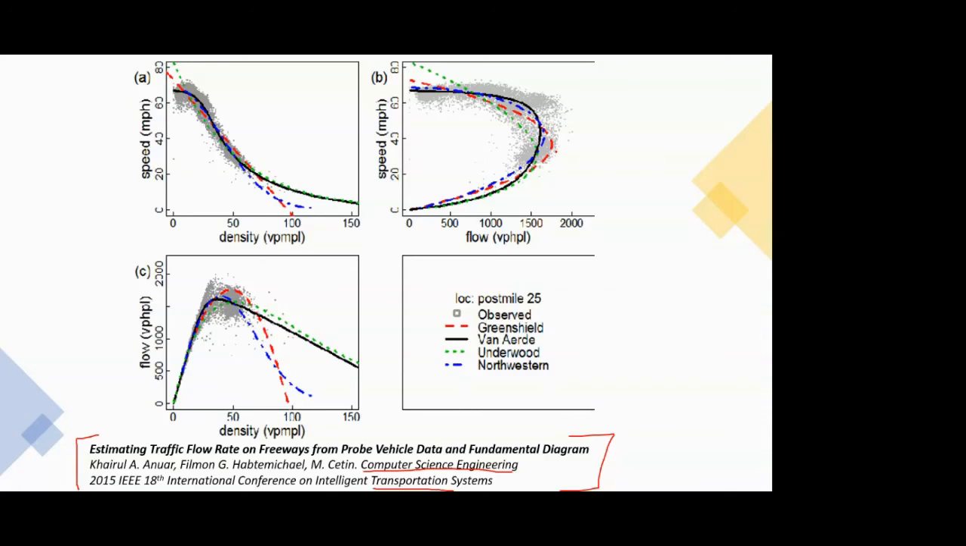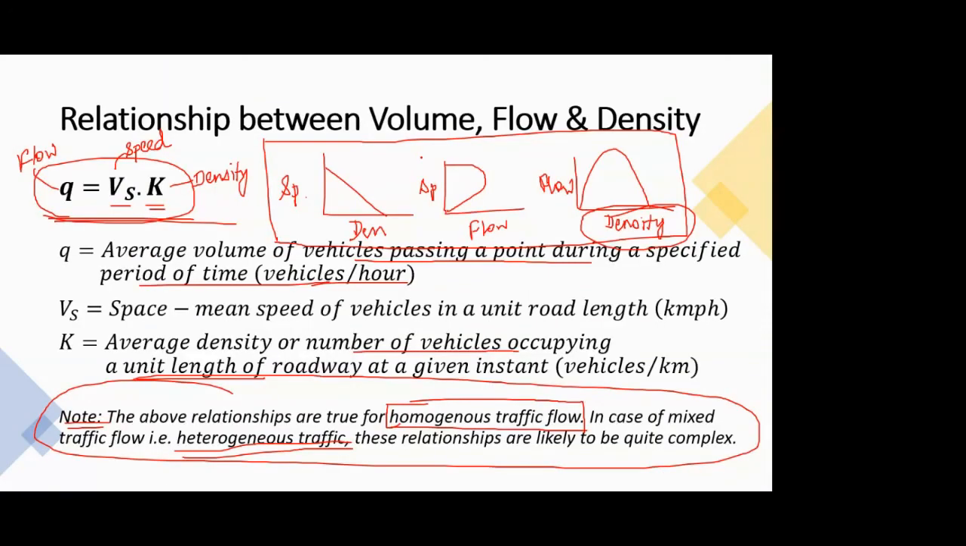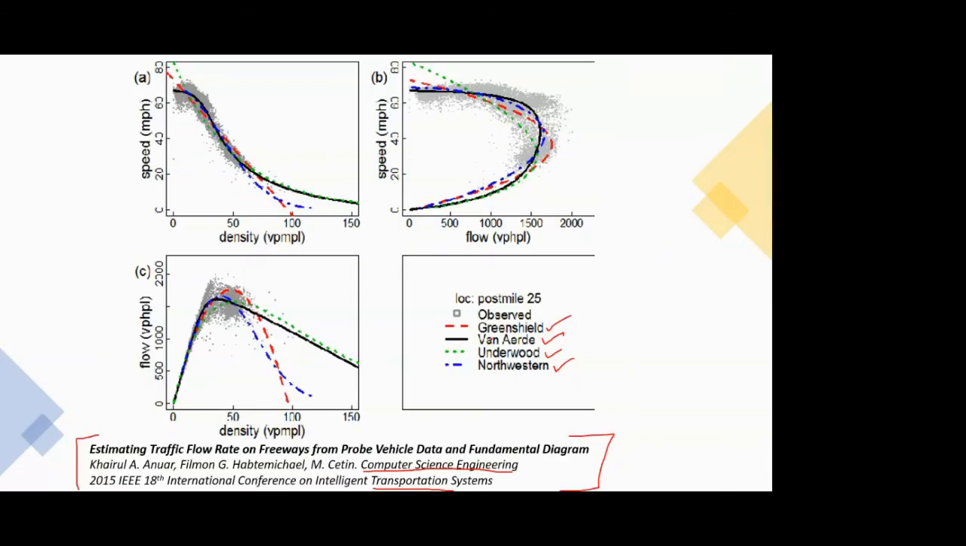So the gray dots are the observed values, and the other colored lines you see, green, red, blue, and black, are different equations or models they have tried to fit. Okay. So now this is a bit advanced. I guess they are the Greenshields models. So whatever curves I had told you, the curve between speed and density, the curve between speed and flow, and the curve between flow and density, these are Greenshields models.